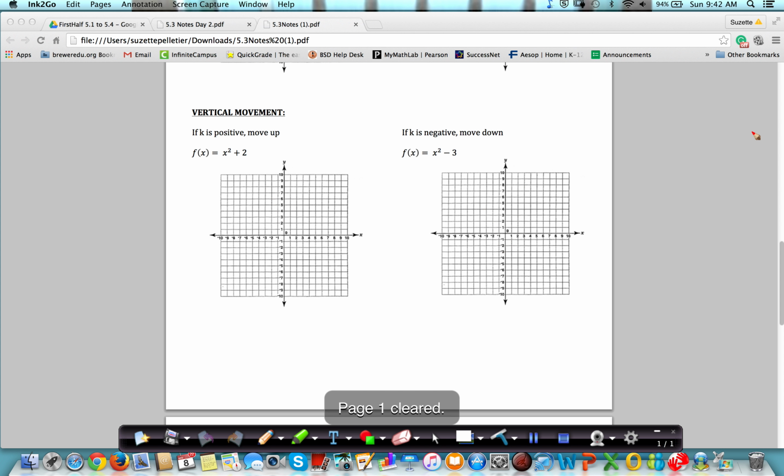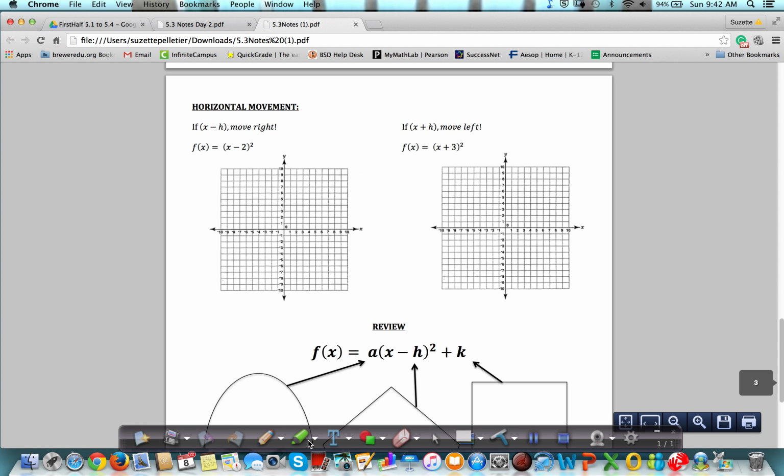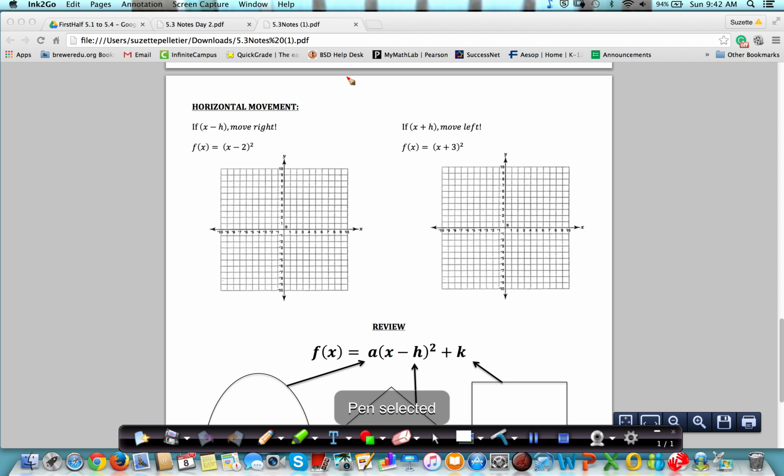Okay, next page, horizontal movement. So this is our left-right movement. Same thing again as the absolute value functions. We had plus or minus h inside the absolute value symbols. And when this was positive, we moved left. Remember, we did the opposite. And negative, we moved right. That's going to be exactly the same thing, except it's in parentheses with a square on the outside, because we're taking the x squared term and then we're going to add or subtract something from it.